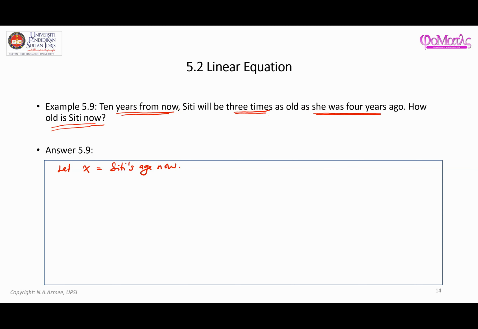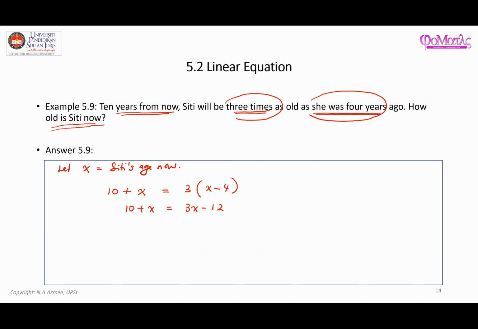Okay, so 10 years from now, Siti will be 3 times as old as she was 4 years ago. So 10 years from now, you have 10 plus Siti's age now, which will be equal to 3 times the age that she was 4 years ago. So that must be x minus 4. So next, I will have 10 plus x equals 3 times x minus 4. Take out the parentheses, 3x minus 12.